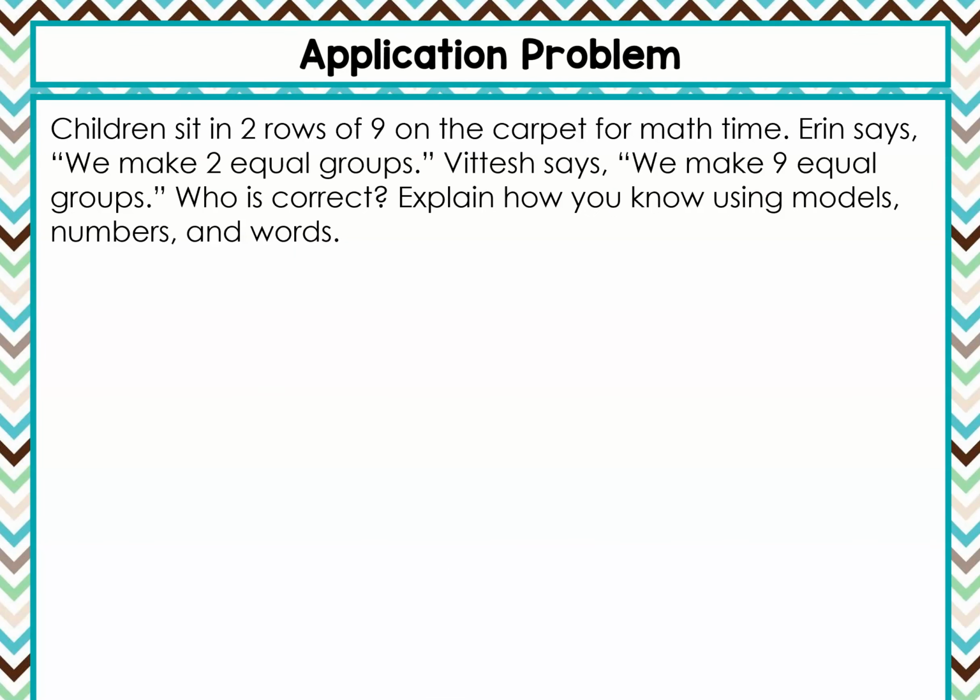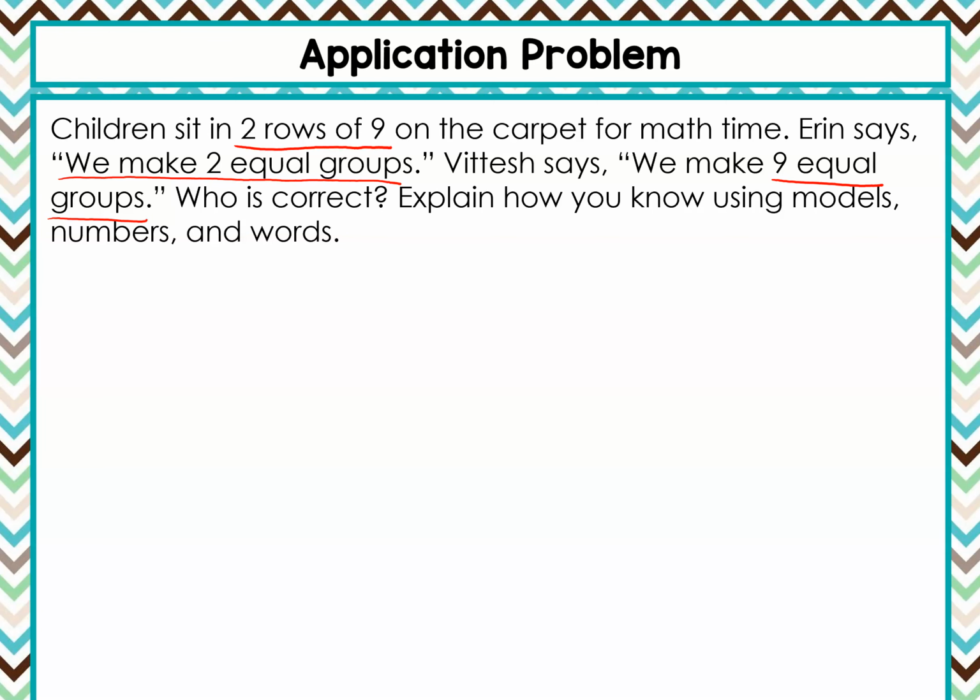This is going to continue to talk about that. It says children sit in 2 rows of 9 on the carpet for math time. Aaron says we make 2 equal groups. Vitesh says we make 9 equal groups. Who is correct? Explain how you know using models, numbers, and words.